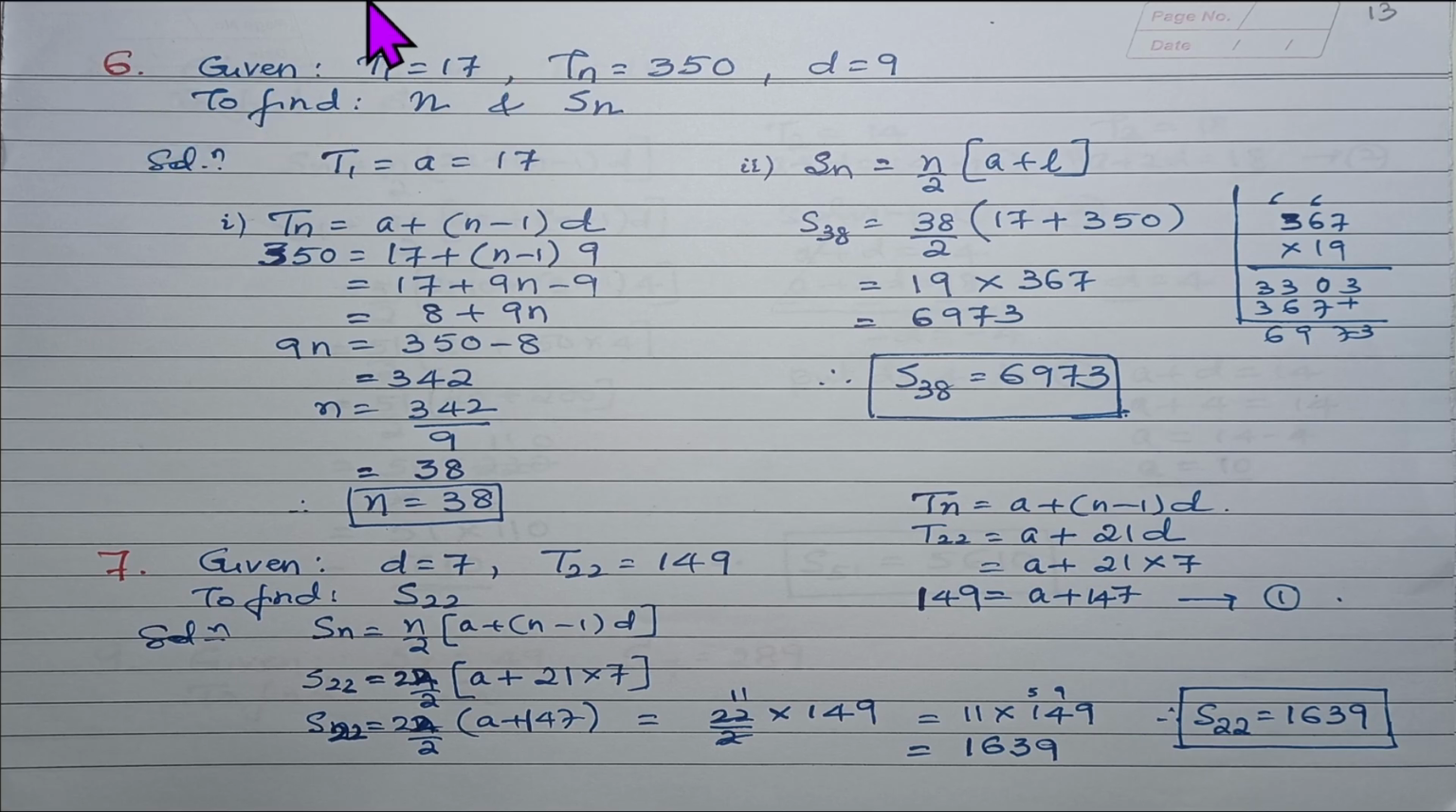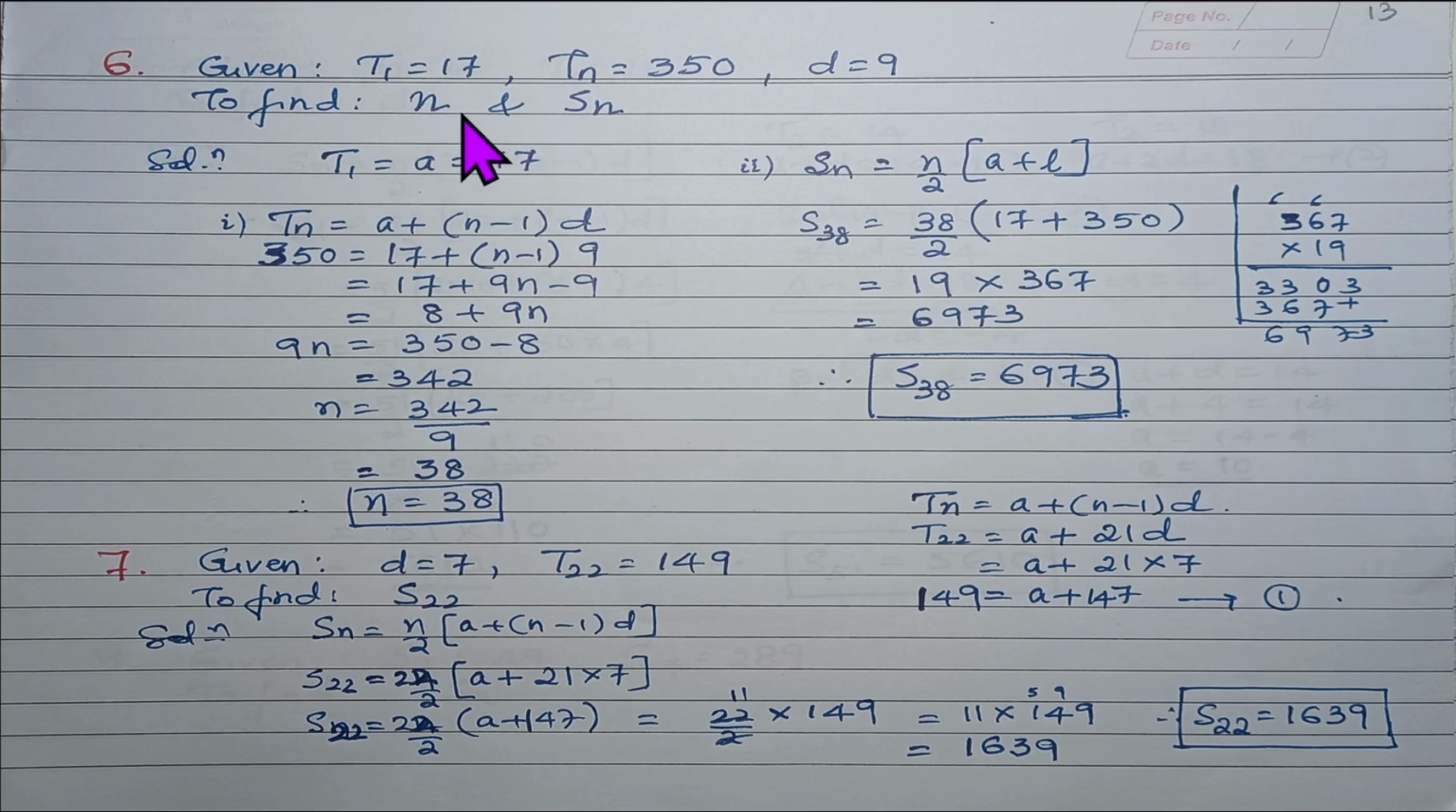Given the first term as 17, T1 is 17, the nth term is 350 and the common difference is 9, we have to find n and Sn. The first term is already given, that is a is equal to 17. The nth term, Tn, is equal to a plus n minus 1 into d, is the formula here. Substituting the value of Tn as 350, a as 17, and d as 9, by simplification we get n is equal to 38.